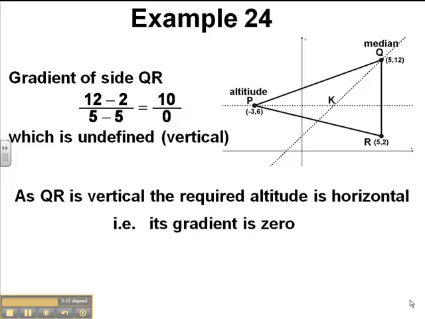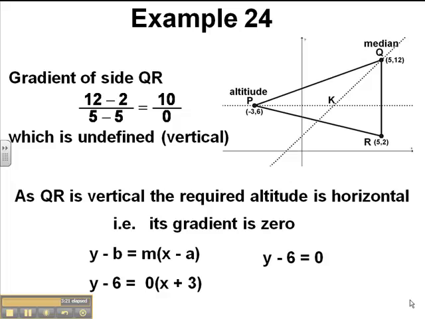So with a point on the line and a gradient, using y minus b equals m(x minus a), would give me the equation of that line as y equals 6. Maybe at this stage we didn't need to use y minus b equals m(x minus a), but it will work. We now have the equation of both lines.